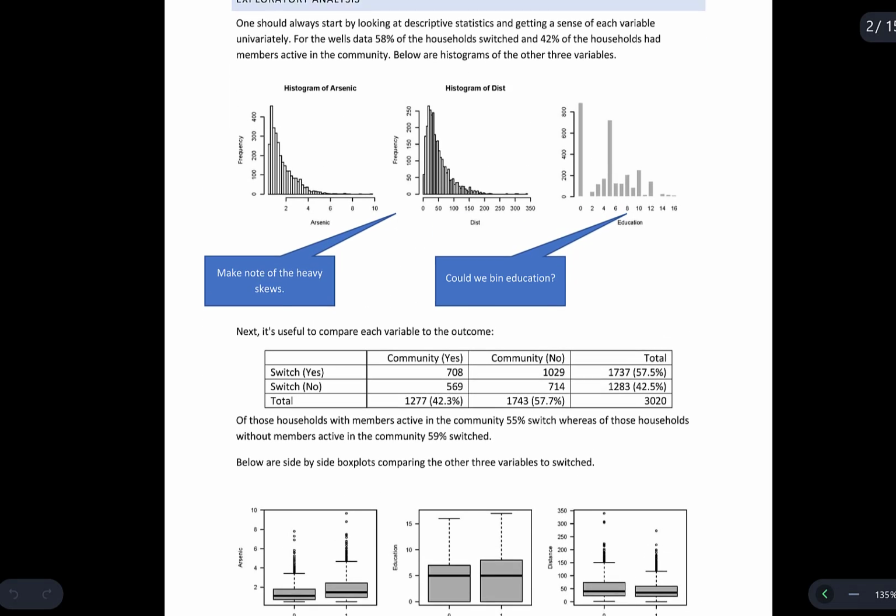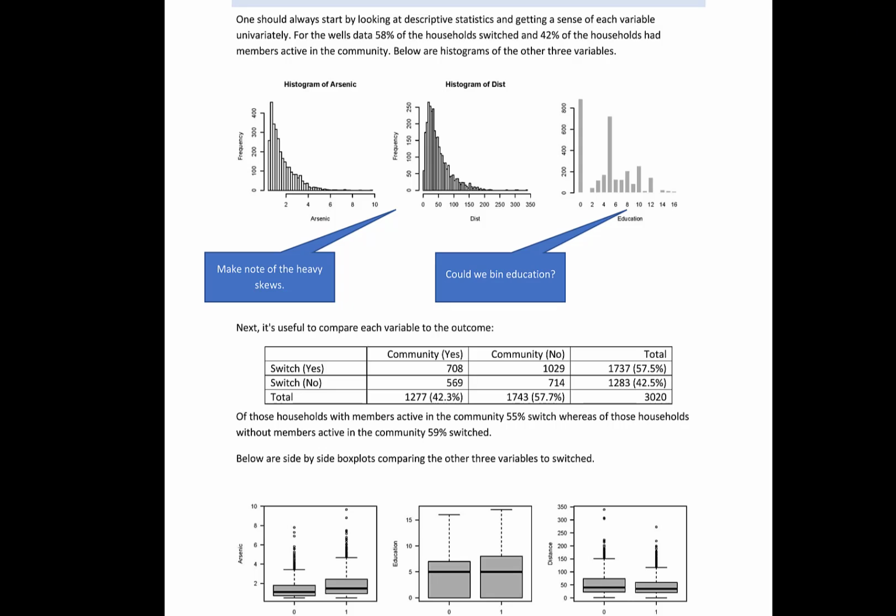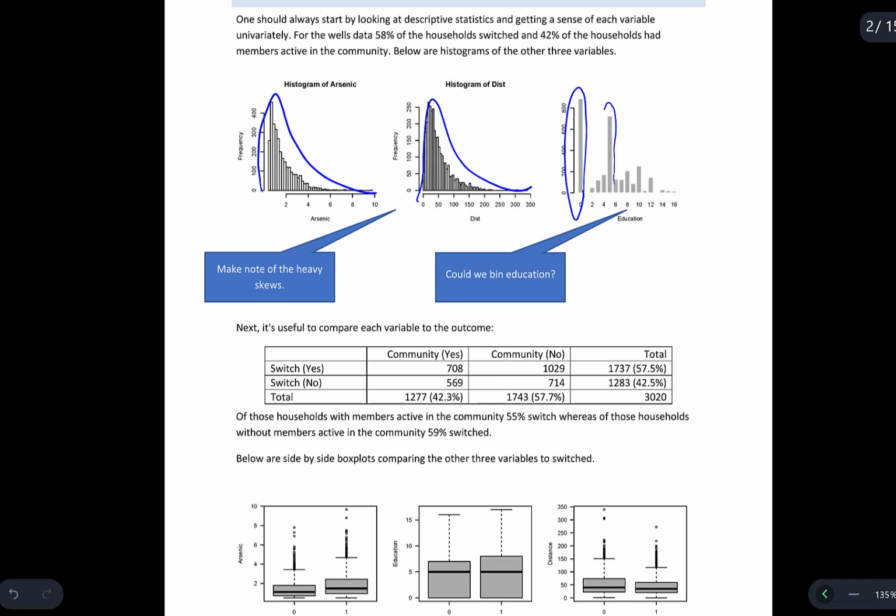Looking at these histograms, there are a couple of things we might want to note right off the bat. If we look at arsenic and distance, we see that both of those have a pretty heavy skew to them. And then when we look at education, we can notice, for example, there are a lot of zeros. And then maybe it might make sense, if we look at these similar patterns, to do some kind of grouping. But we can discuss that later on.